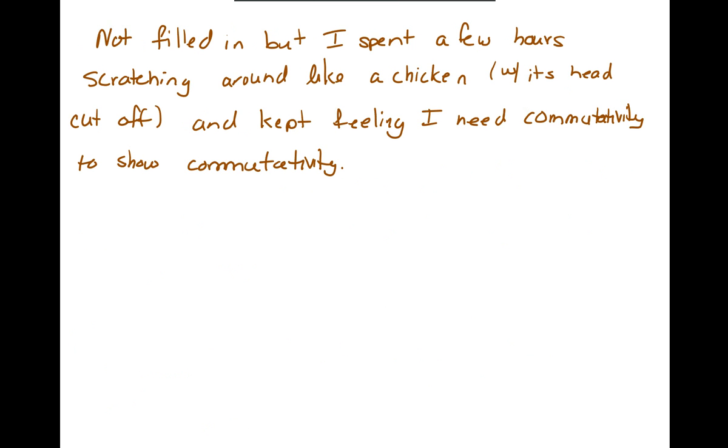I did spend quite a few hours scratching around like a chicken with no head and kept feeling that I needed commutativity to show commutativity. When we worked this out in class and I saw people working in groups, I saw a similar experience. That seems to suggest that there's no genius. It's just scratching around, and everybody goes through the same thing. I felt comforted by that. By scratching around, I mean exactly what we were doing in class, where groups were just playing around with their calculations and trying to get x times y equals y times x to happen.